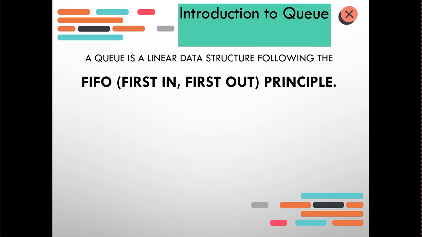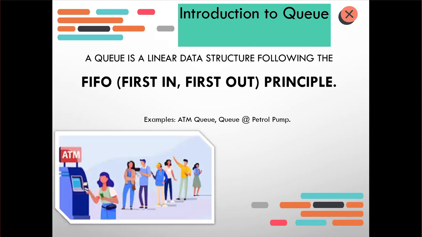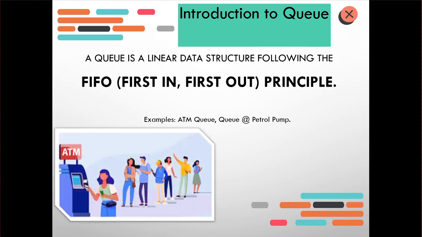This is against what we saw in the case of a stack, wherein the items that were pushed into a stack last would be the first ones to leave the stack. So that principle was known as the last in first out principle. Examples of a queue include an ATM queue or a queue at a petrol pump, as depicted in these diagrams.